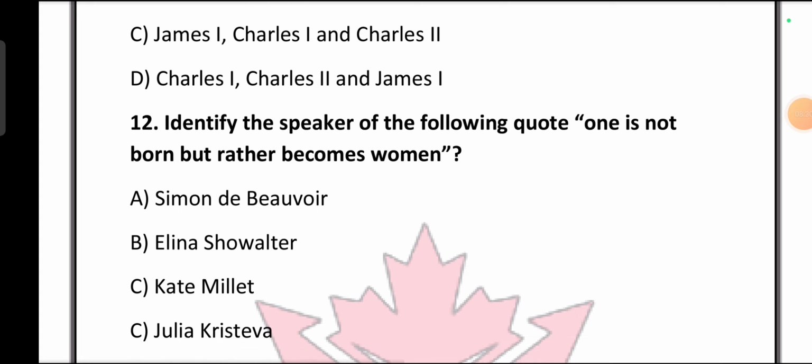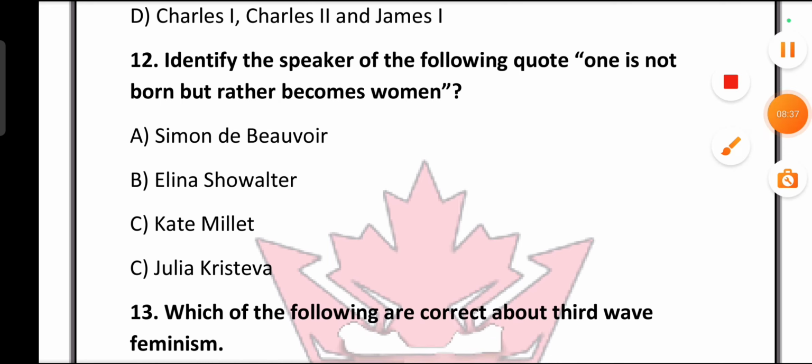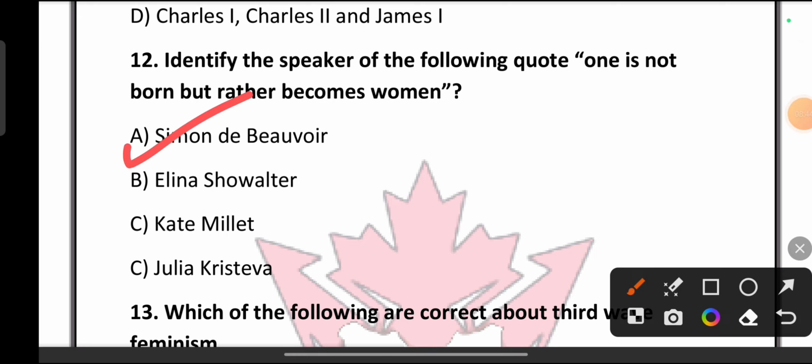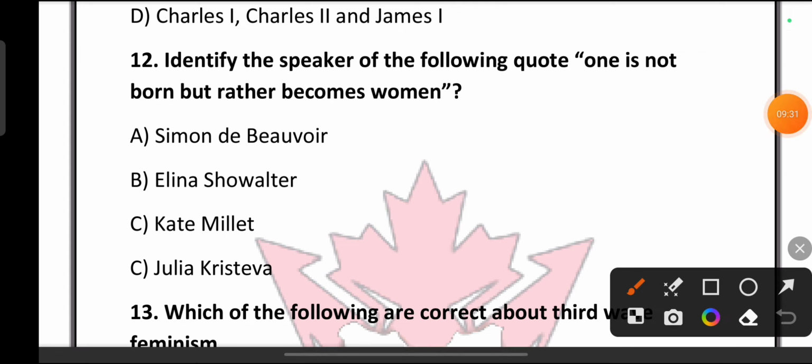Identify the speaker of the following quote: One is not born but rather becomes a woman. Who said this? This is the statement by Simone de Beauvoir, quoted from her book The Second Sex, which was published in 1949. This is the opening line of the book. And The Second Sex has two books. You need to remember that The Second Sex is divided into two books.